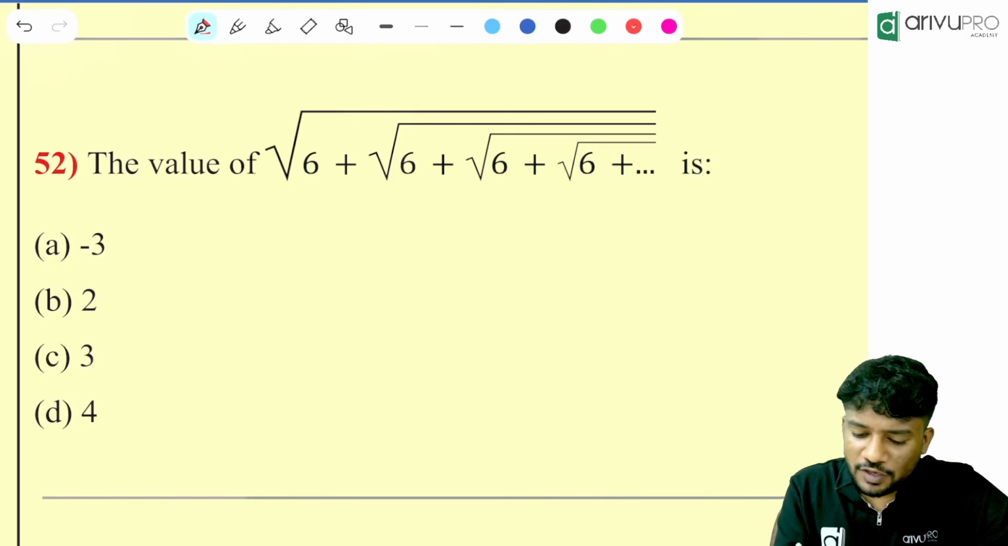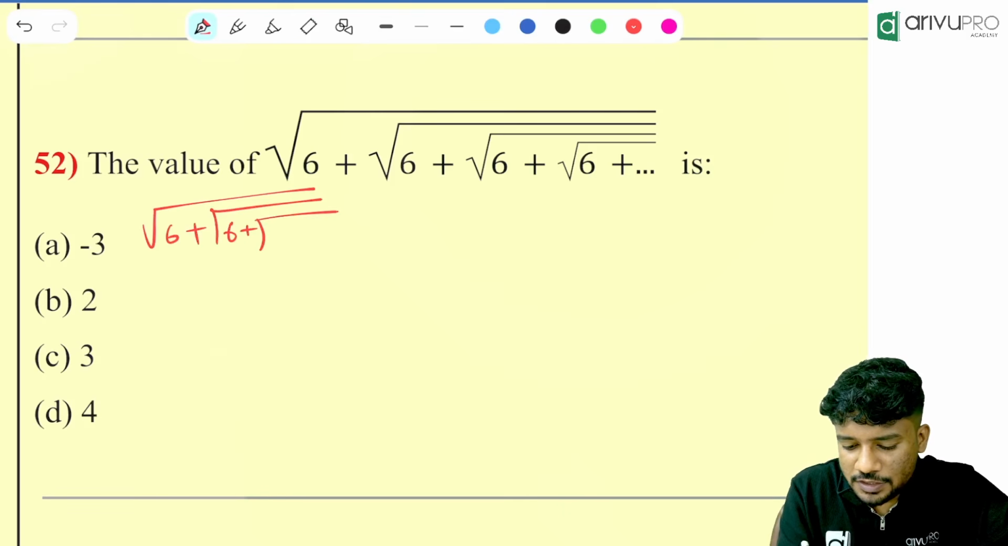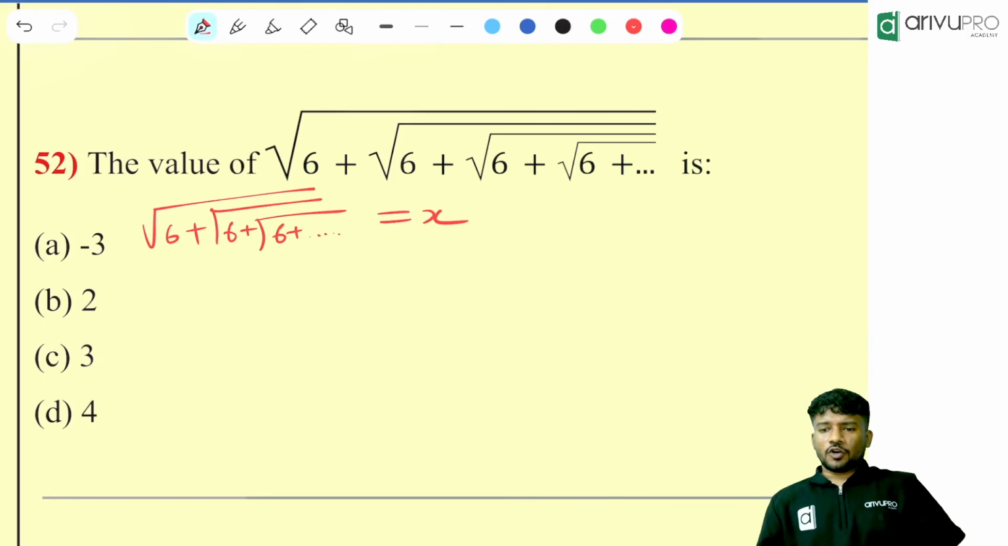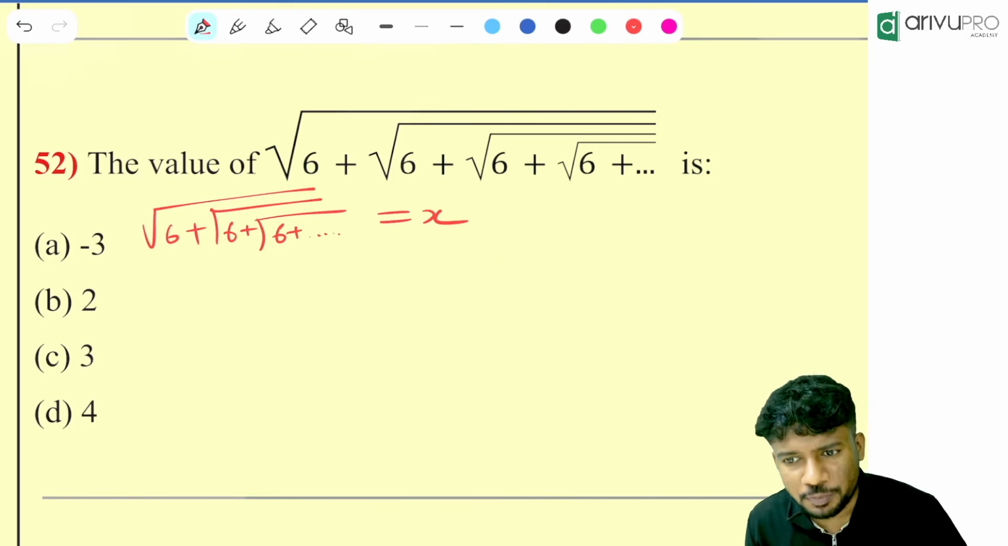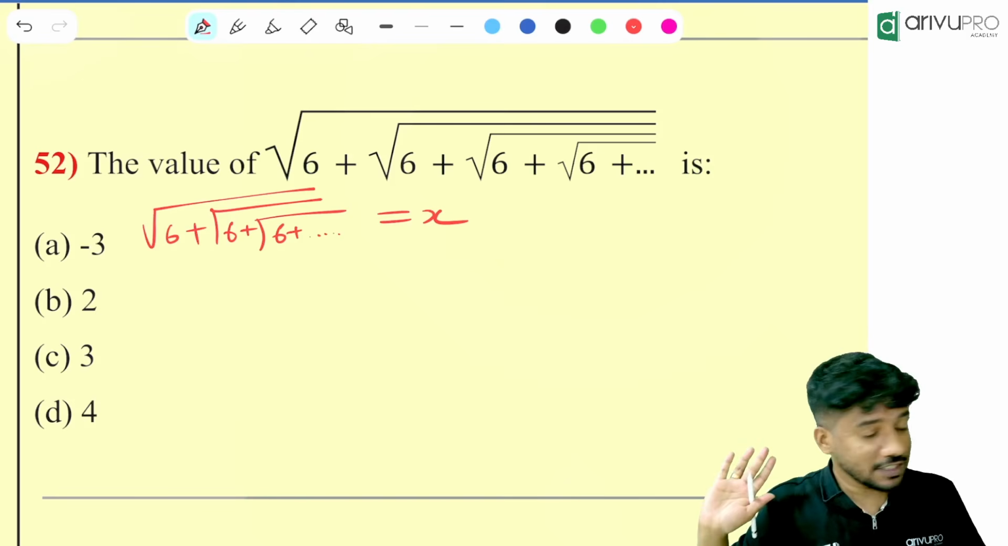First we will take root of 6 plus root of 6 plus root of 6 plus etc. and assume it as X. Whatever thing is given in the question, you will assume it as X. Everyone will assume it as X.